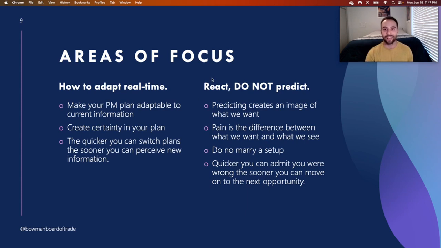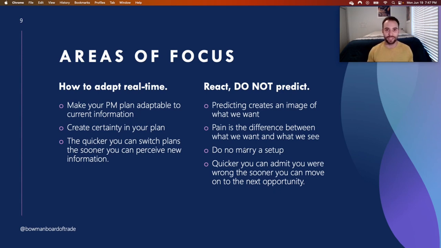Secondly, react, do not predict. The whole point of making these plans is to say, I'm waiting to see what happens at this zone. Not, today I'm going to play a head and shoulders before the market has even showed up. You need to wait until you see what big institutions are doing and then play in their direction.